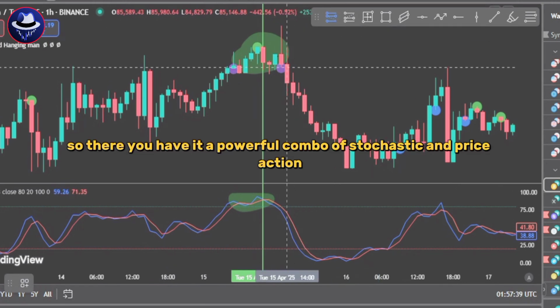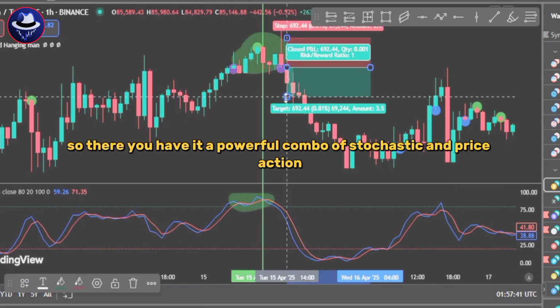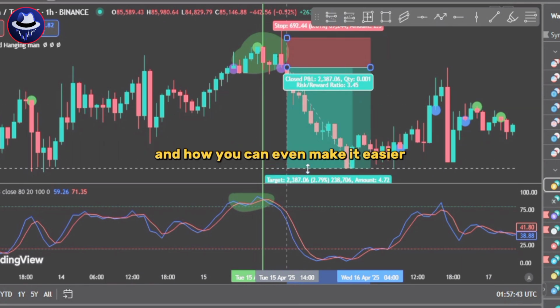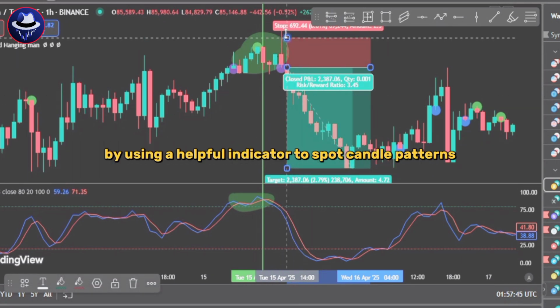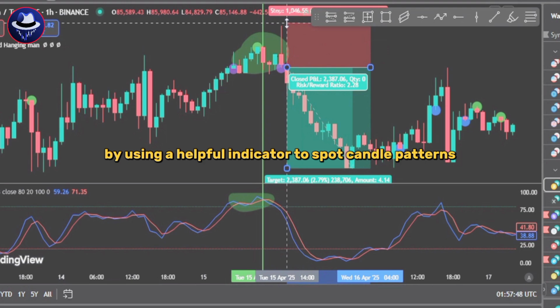So there you have it, a powerful combo of stochastic and price action, and how you can even make it easier by using a helpful indicator to spot candle patterns.